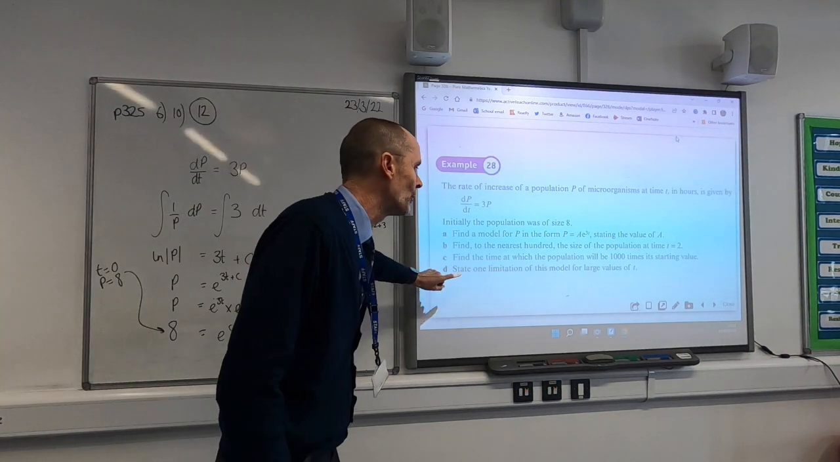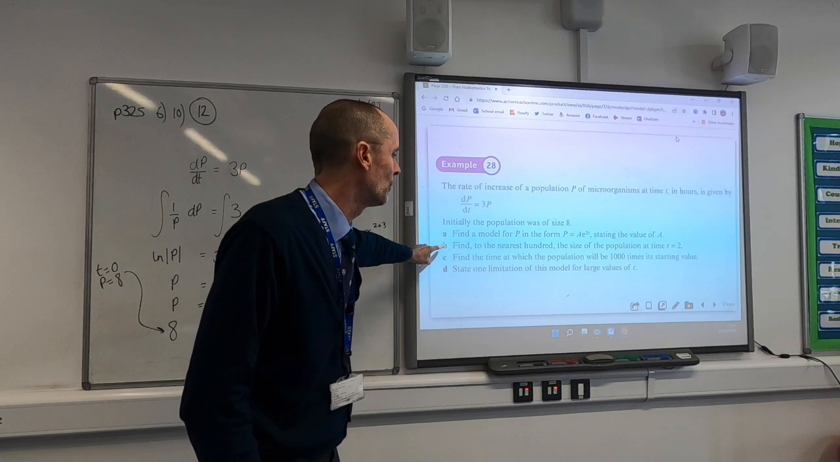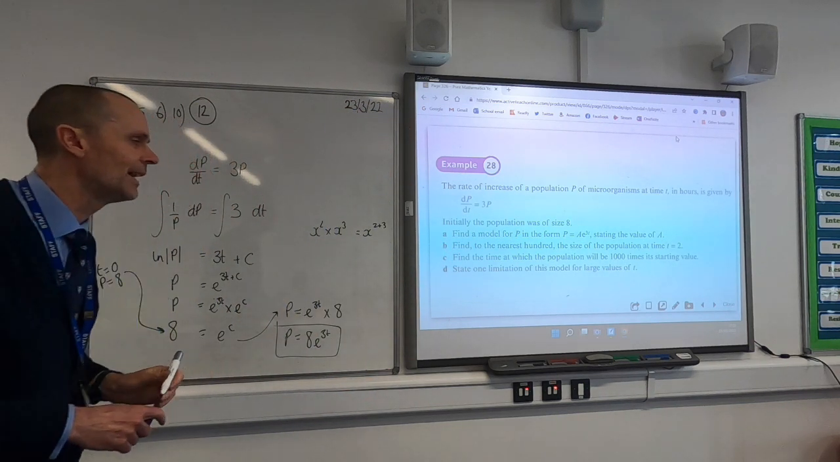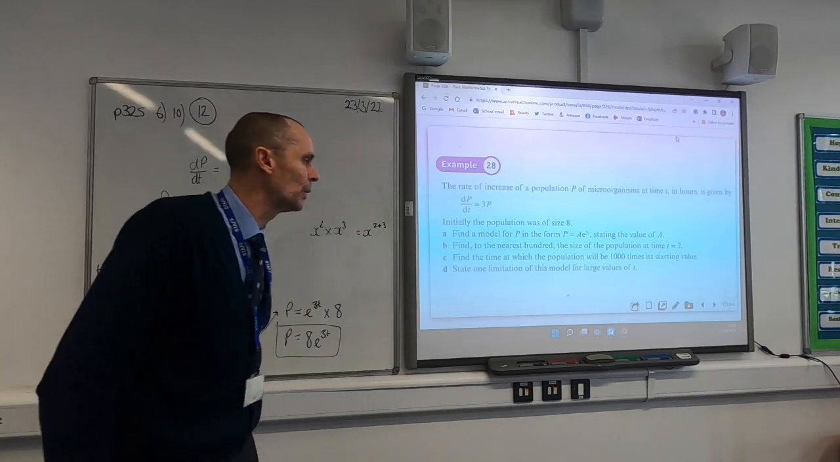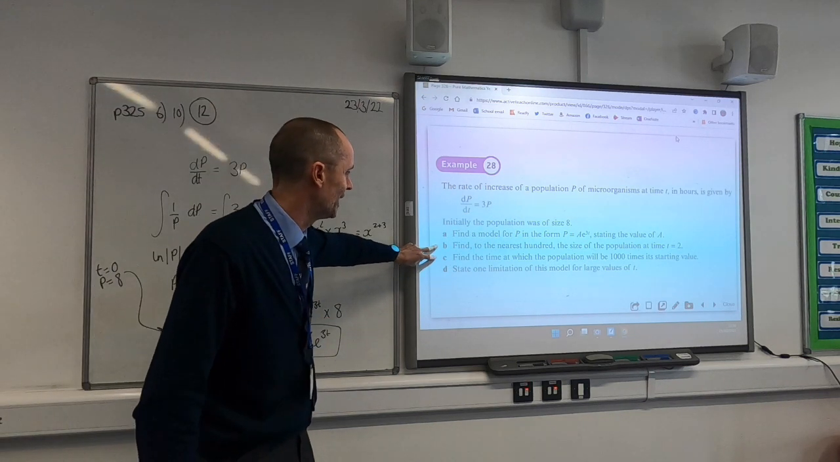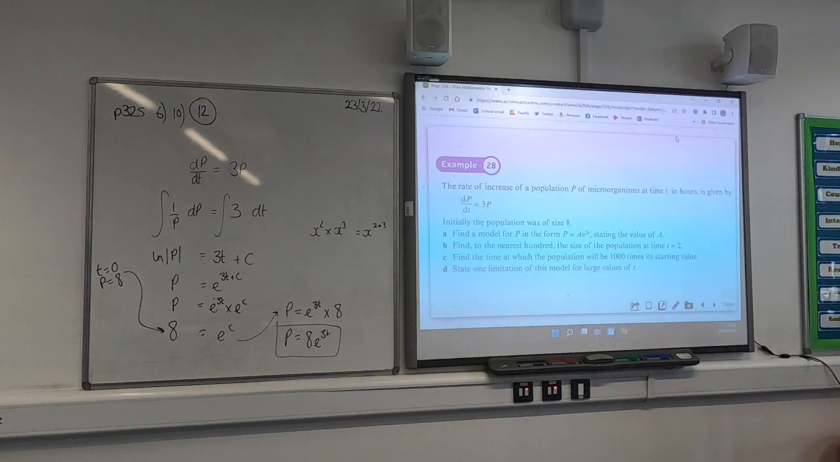Right, so now we need to work out what the population will be when time t is 2. So we've got a nice formula now, we're just going to substitute that in. And at what time will the population be 8,000? So we're going to use that formula for both B and C. And then you've got one of those annoying 1 mark questions, which we'll have a chat about. In part B, we're going to substitute in the value of little t. And in part C, we're going to substitute in the value of big P. Big P needs to be 1,000 times the initial value, which was 8.